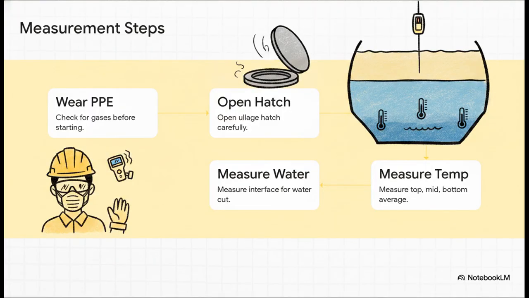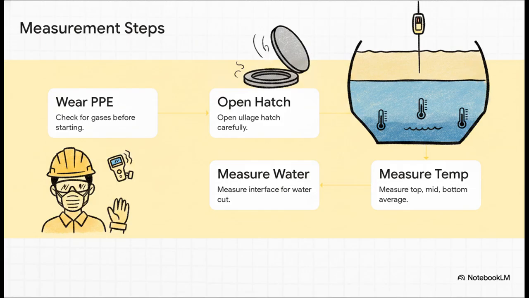First up, it's safety above all else. Wear your PPE and check for toxic or flammable gases. The hatch is opened very carefully to manage any pressure buildup. Then, the UTI tape is lowered down slowly until the sensor just touches the liquid surface. Boom! That gives us our observed ullage, our empty space.